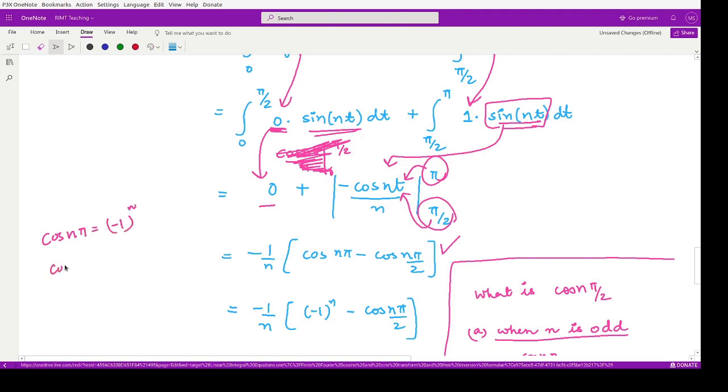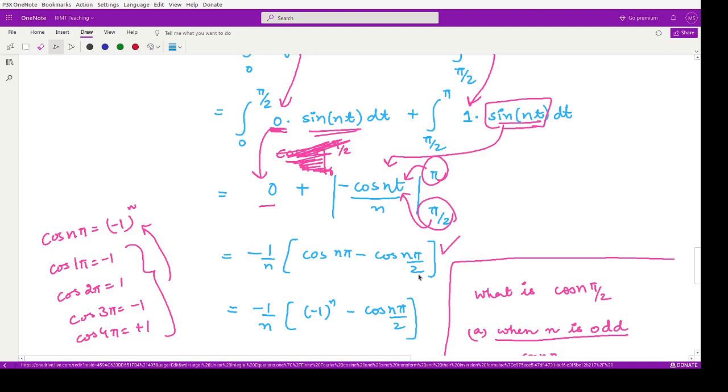Why? Because cos of 1 pi is equal to minus 1. Cos of 2 pi is equal to plus 1. Cos of 3 pi is equal to minus 1. Cos of 4 pi is equal to plus 1. So we write all these combined by this expression.